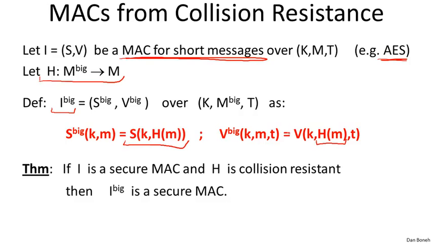So the security theorem is in some sense trivial here. Basically, it says if the underlying MAC is secure and H is collision resistant, then the combination, which can actually MAC large messages, is also a secure MAC.